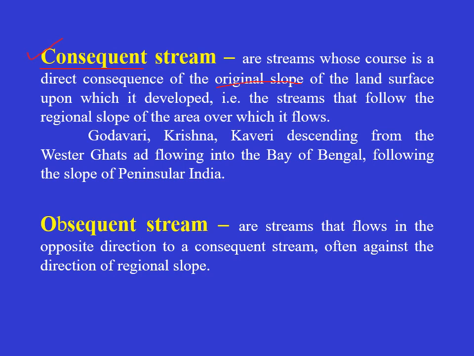In contrast, there are streams that flow in the opposite direction to the consequent stream. That is, these streams are not following the regional slope. Rather, due to differential erosion, they often flow against the direction of the regional slope, opposite to the consequent stream. These are known as obsequent streams. These are generally the smaller streams or tributary streams, which often flow opposite to the main stream and meet with the large stream that follows the regional slope. But these are basically flowing opposite to the regional slope, the obsequent streams.